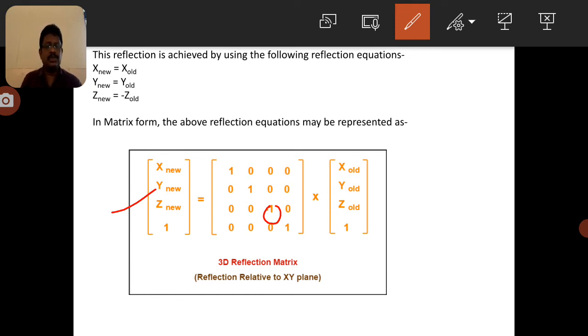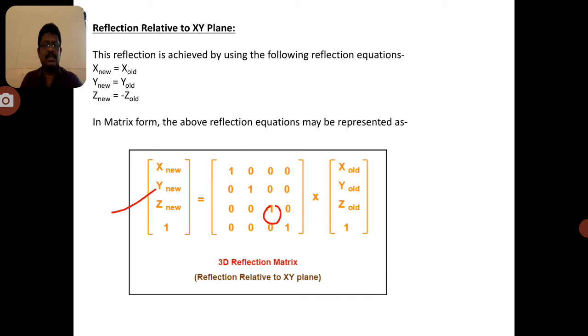So we know the matrix form: x new, y new, z new and 1 equals the matrix times x old, y old, z old and 1. This is the reflection relative to the xy plane.